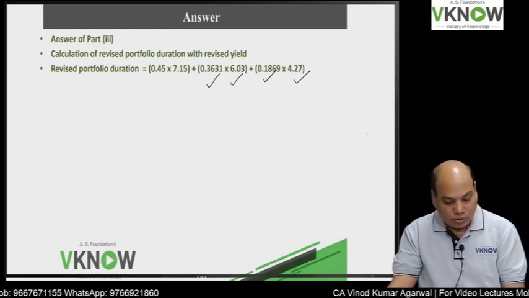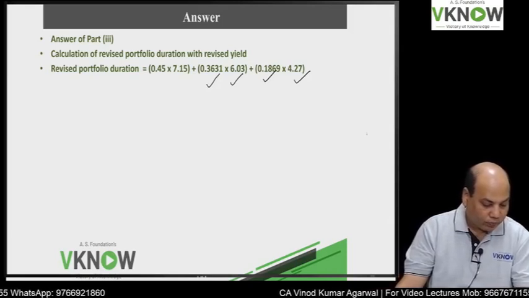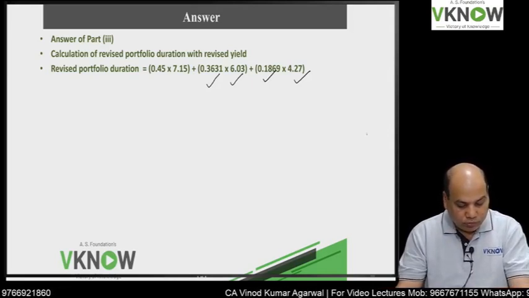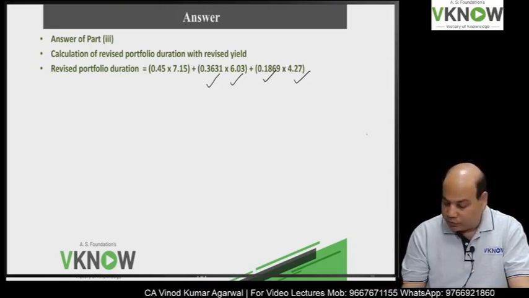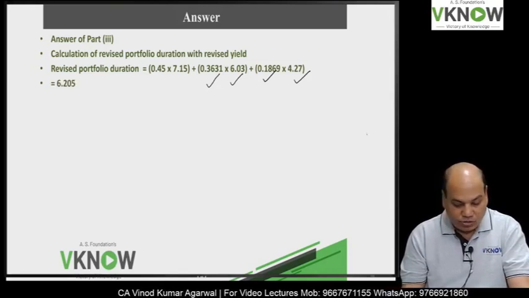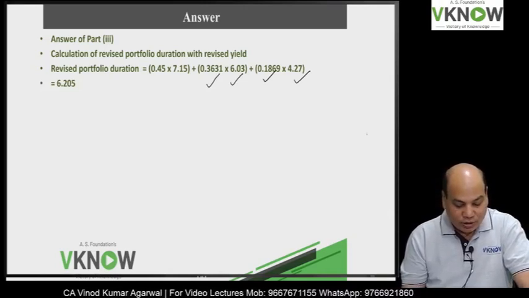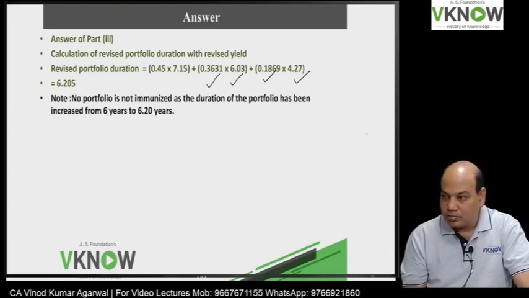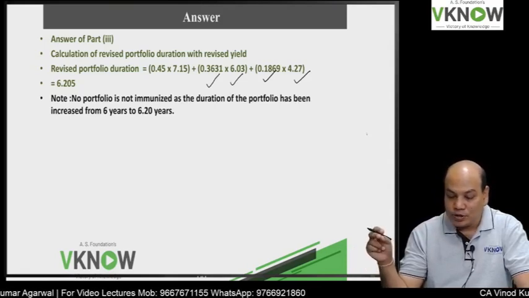I would want students to give me the answer. What is the revised portfolio duration? So one student has said 6.20. Let me check. Yes, you're right. Amazing. Sidana got it right. Prachi got it right. 6.20. But the duration of the liability is 6 years. The duration of this bond portfolio is 6.20.